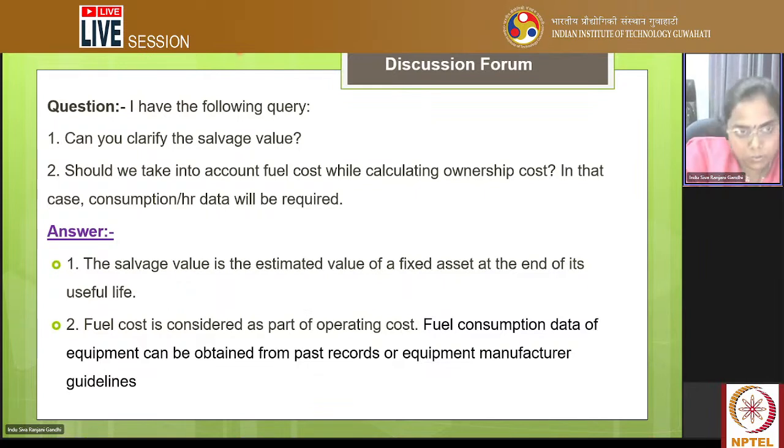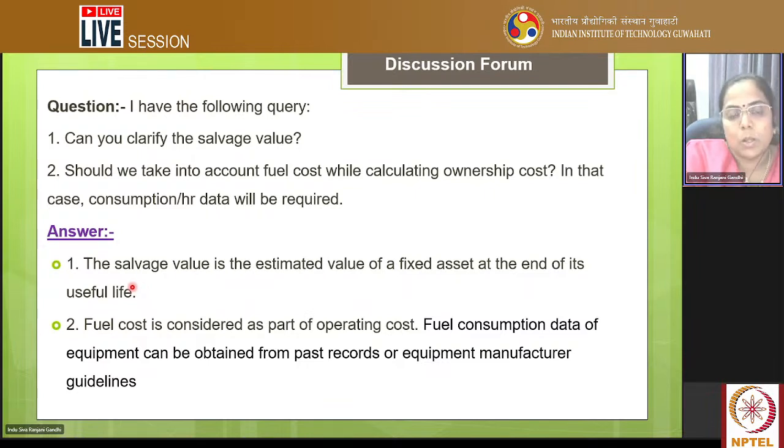One learner has posted this query: can you clarify the salvage value? Obviously, the salvage value is nothing but the estimated value of any asset or equipment at the end of its useful life. But you know that salvage value is a little bit tricky.